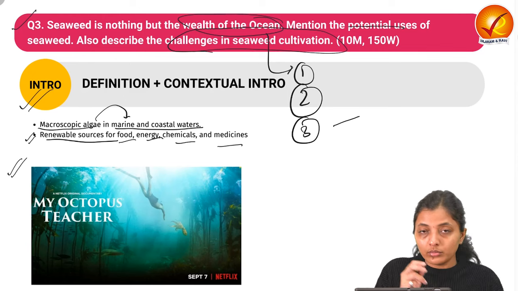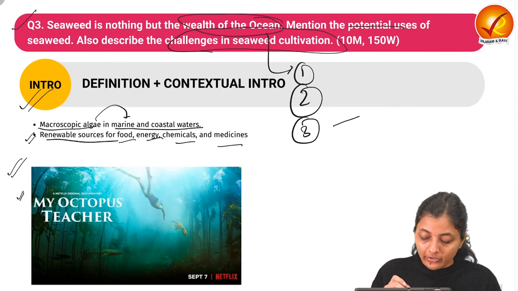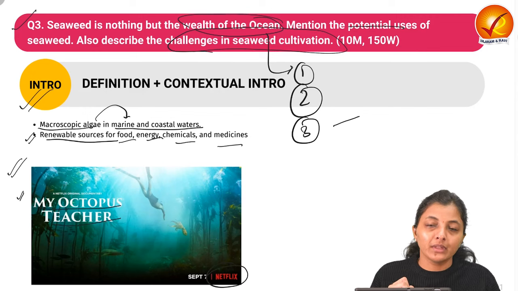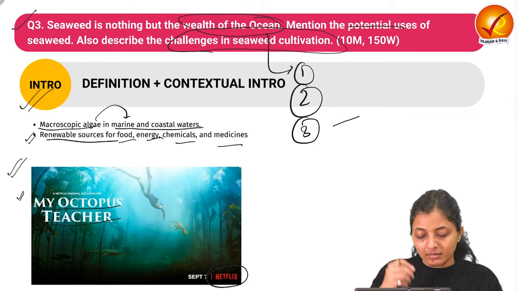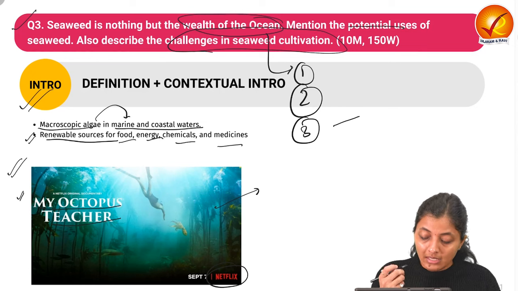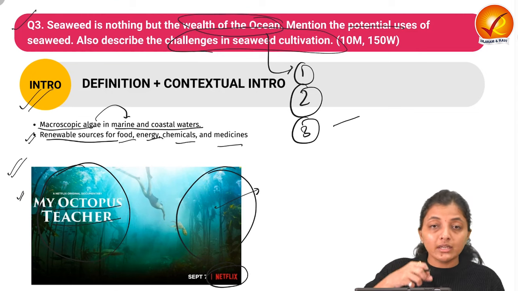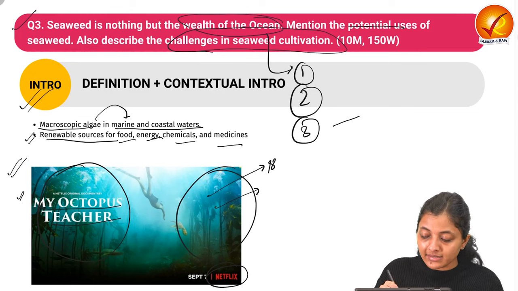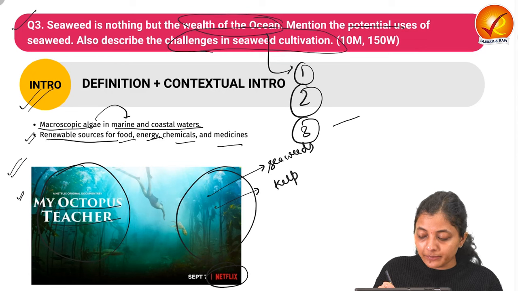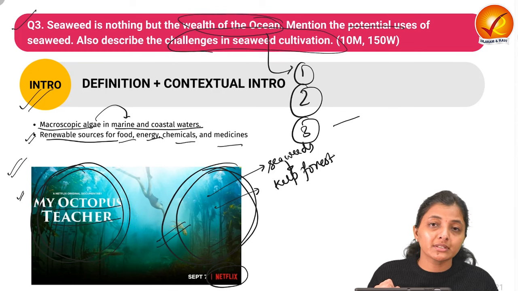Also, I want to put a light on, like recently, there is one nature-based documentary on Netflix, My Octopus Teacher. One man goes in search of an octopus and about its characteristics, how she lives in the water. So it is about the South African coast. In this whole Netflix series, whatever underwater things are being shown, these are the seaweeds or the kelp forest. Kelp forest is also one type of seaweed only. So this is the seaweed or kelp forest visualization in this Netflix series.